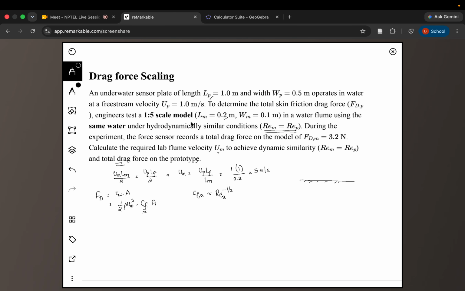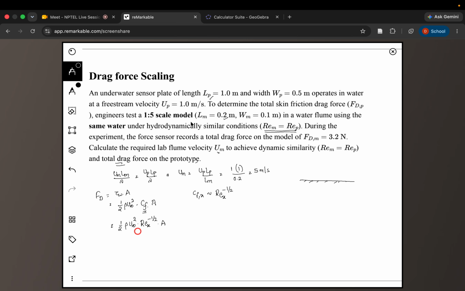Your local Nusselt number will scale as Reynolds number to the power half, while the skin friction coefficient will scale inversely proportional to Reynolds number. As you go farther away from the leading edge, your skin friction reduces. So the total drag force will be something of this kind. Half times area.